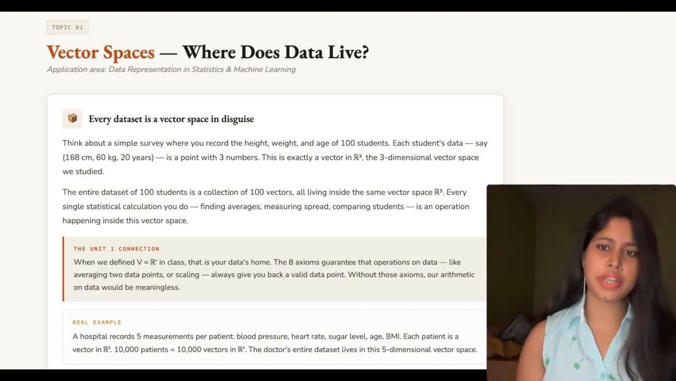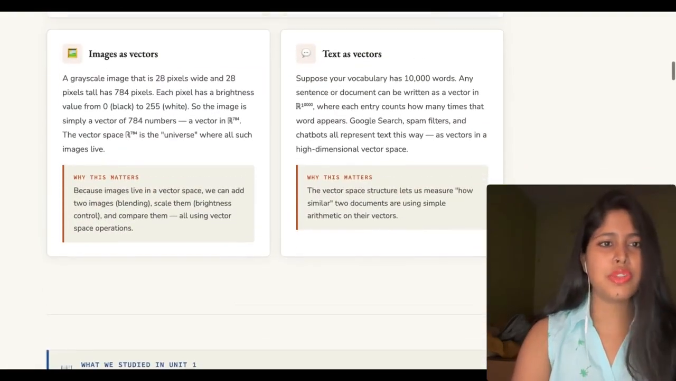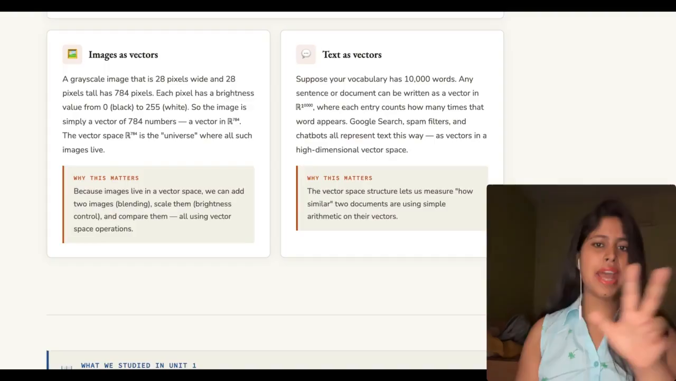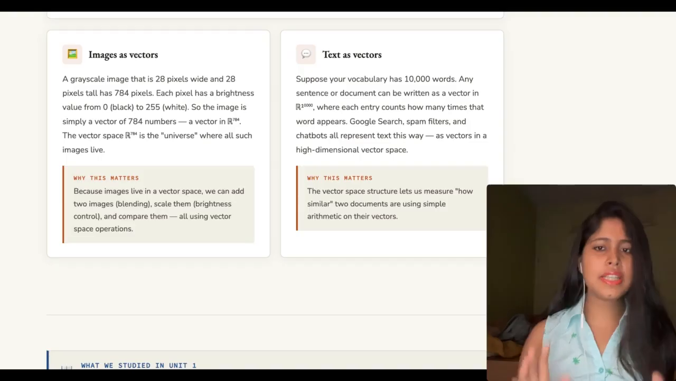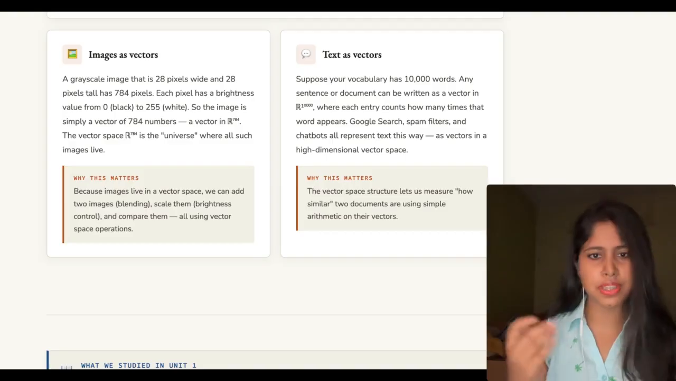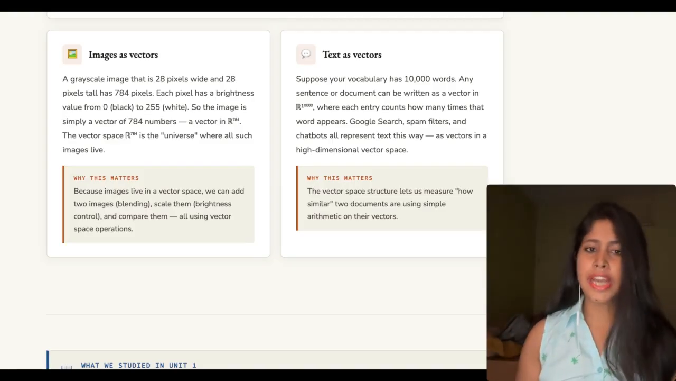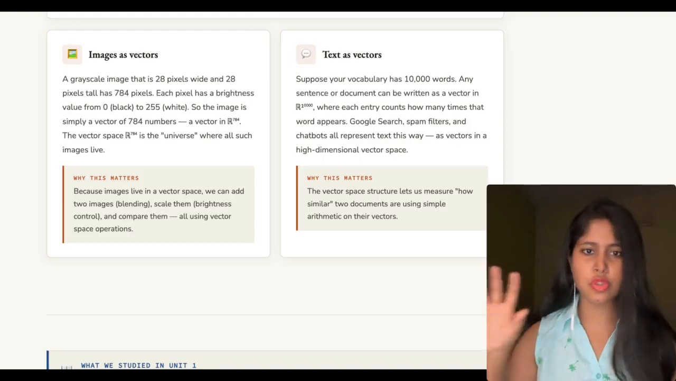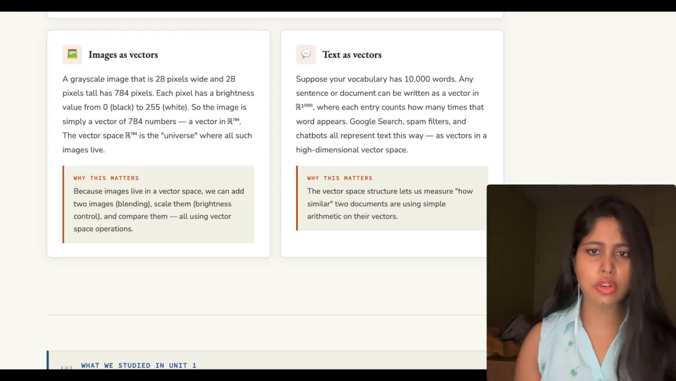Now, let me give you two more examples just to make this idea even more concrete. As you can see, images as vectors and the text part. Let me first explain the images. Take a simple grayscale image, for example, 28 pixels wide and 28 pixels tall. That image has 784 pixels, right? Each pixel has a brightness number from 0 to 255. And what is 0? 0 is black and 255 is white, the maximum. So the entire image is just a list of 784 numbers, a vector in R784, right?